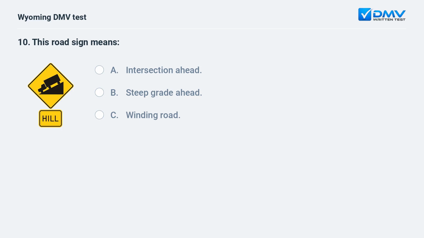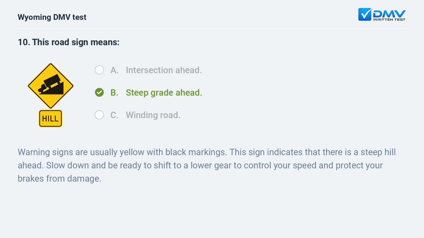This road sign means A. Intersection ahead. B. Steep grade ahead. C. Winding road. B. Steep grade ahead.